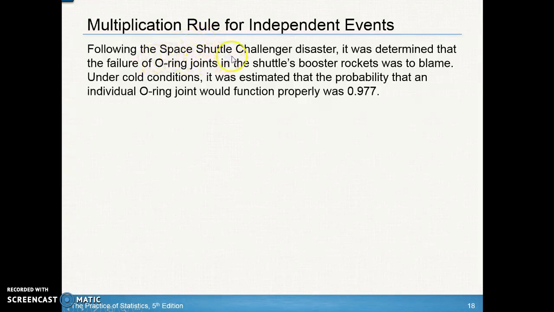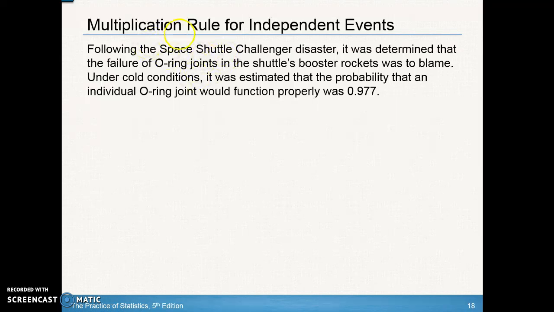Following the Space Shuttle Challenger disaster, it's interesting, if you have a second, go ahead and look it up. It was determined that the failure of O-ring joints in the shuttle's booster rockets was to blame. Under cold conditions, it was estimated that the probability that an O-ring joint would function properly was 0.977. Okay, that was the estimated probability. Go ahead and read on. Actually, this is just a really interesting tidbit of history to look up and read about.